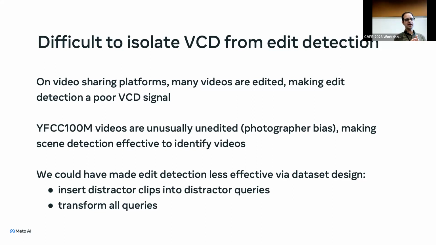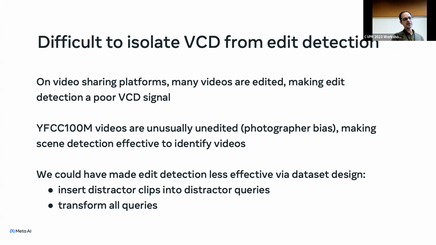What this means is that in practical applications, detecting that something is edited is not necessarily a signal that it is a copy. These are orthogonal problems, and this is just something that we know. Our intent here was to study copy detection because there are other data sets for edit detection.